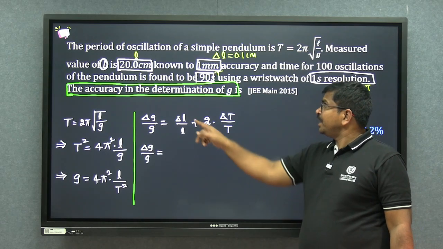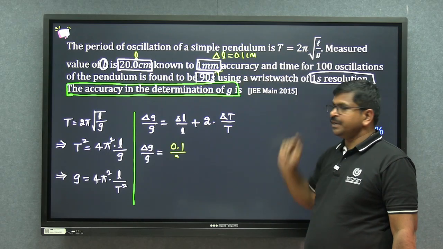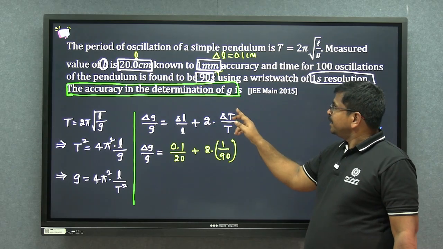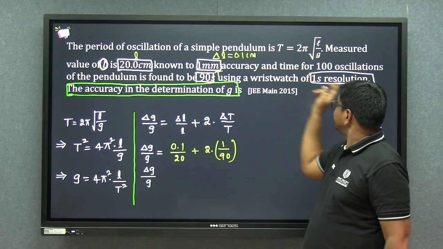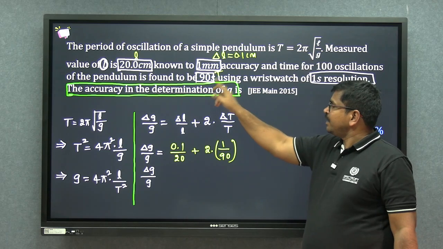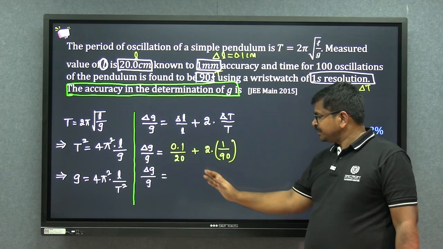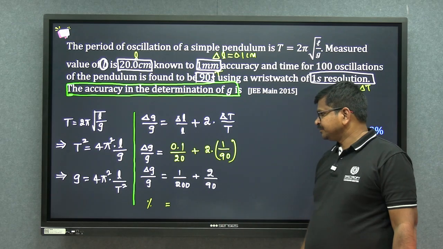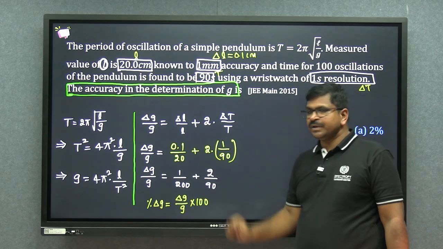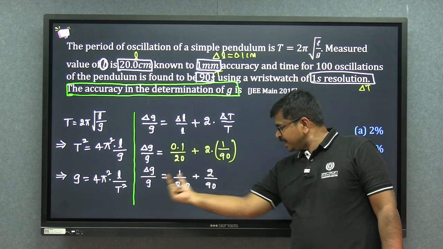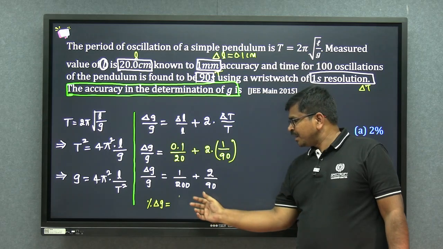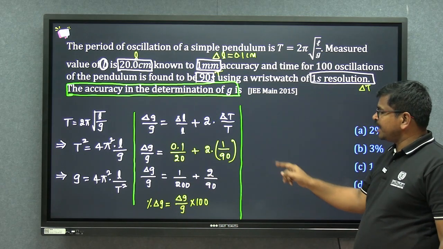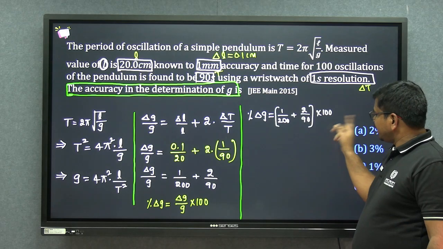Delta g by g equals delta L value, how much? 0.1 centimeters. And L value, how much? 20 centimeters. And delta T value is 1 second, and T value is 90. Just simplifying this, 1 by 200 and 2 by 90. And percentage error means this fractional error into 100. So percentage delta g can be written as 1 by 200 plus 2 by 90, times 100.